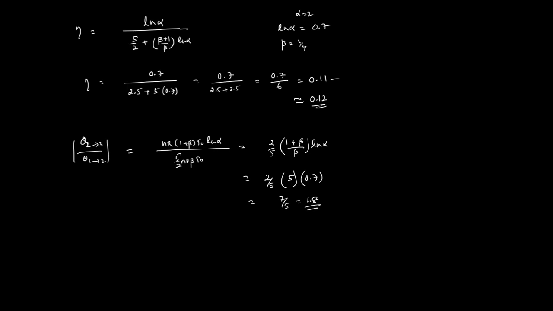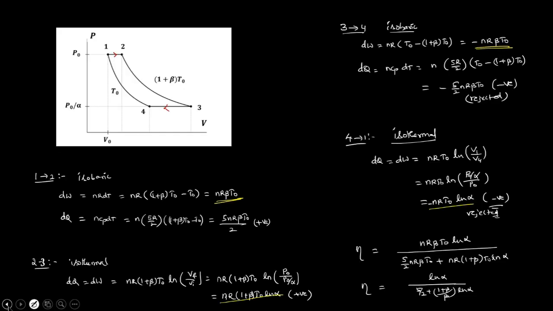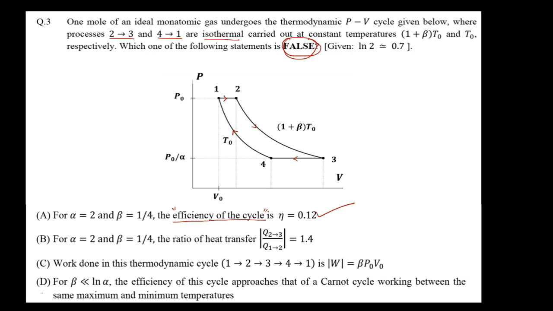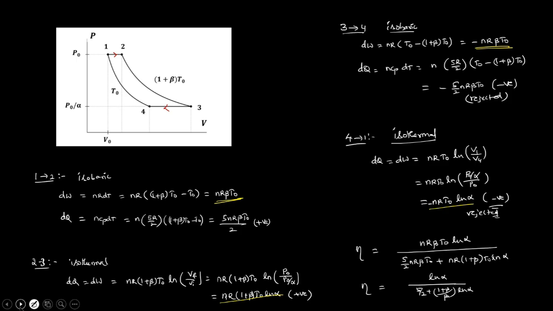No, sorry, 1.4. You will get 1.4. This ratio is 1.4. Yes, that is also a correct option we got. This option is also correct, but not the answer for this. And work done in the thermodynamic cycle, total work done, they are asking. What is the total work done?